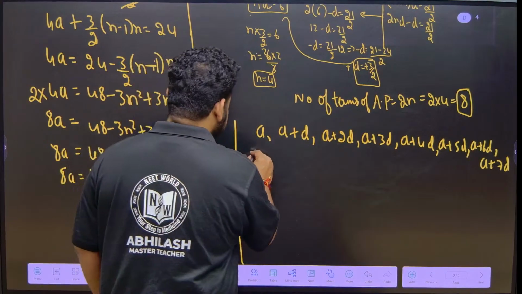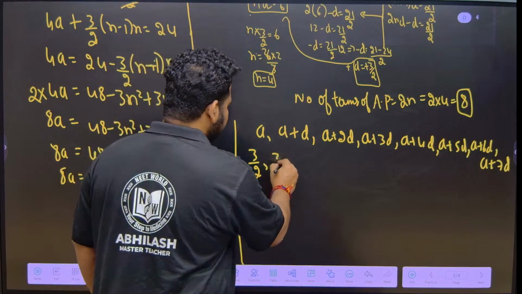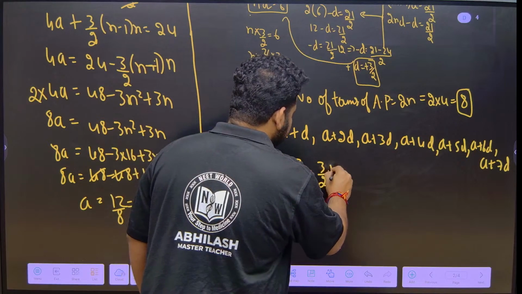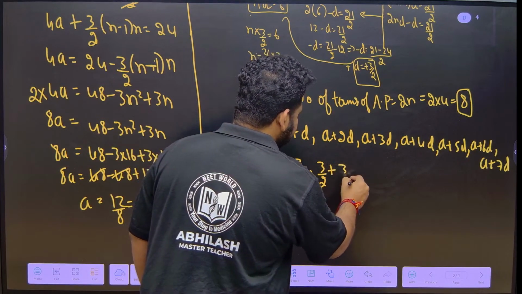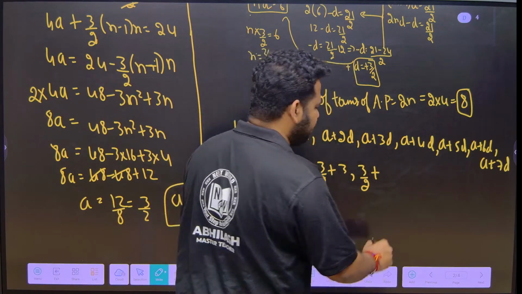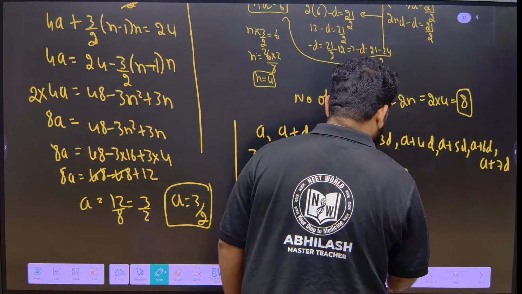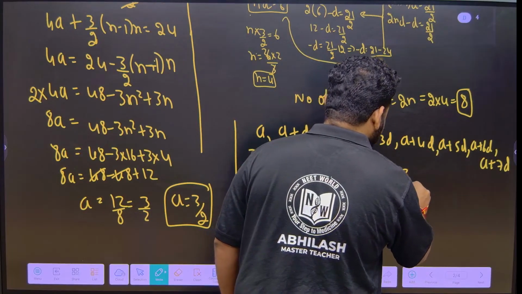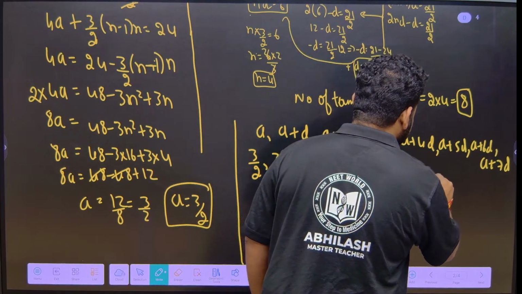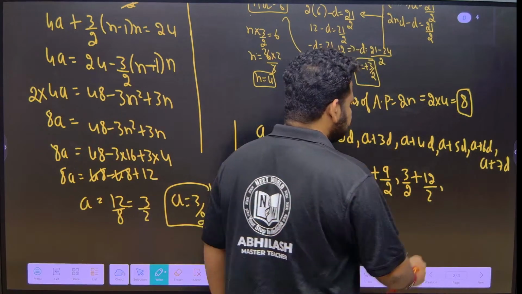A is 3 by 2, comma, A plus D is 3 by 2 plus 3 by 2. Let me write it in the next step. A plus 2D is 3 by 2 plus 2 into 3 by 2, which will become 3. Then 3 by 2 plus 3 into 3 by 2, and 3 into 3 by 2 will become 9 by 2. Then A is 3 by 2 plus 4 into 3 by 2, and 4 into 3 by 2 will become 12 by 2.